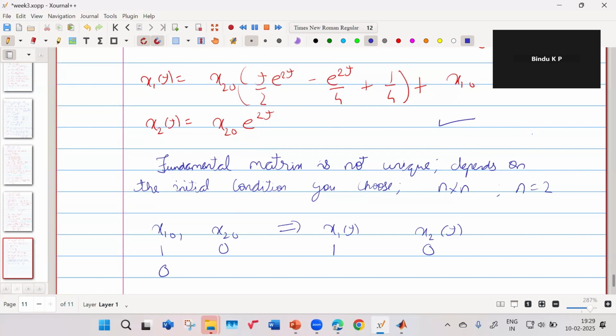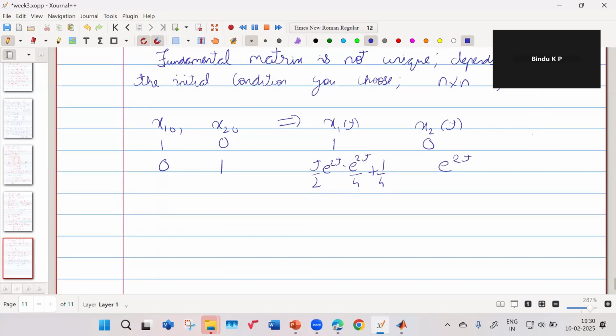Similarly, if x1 0 is 0 and x2 0 is 1, then what will happen over here? My x1 t will be t by 2 e to power 2t minus e to power 2t upon 4 plus 1 by 4. And x2 t is e to the power 2t. So this is the matrix I get. The fundamental matrix is equal to 1 0, and t by 2 e to power 2t minus e to power 2t upon 4 plus 1 by 4, and e to power 2t. So this is the fundamental matrix.